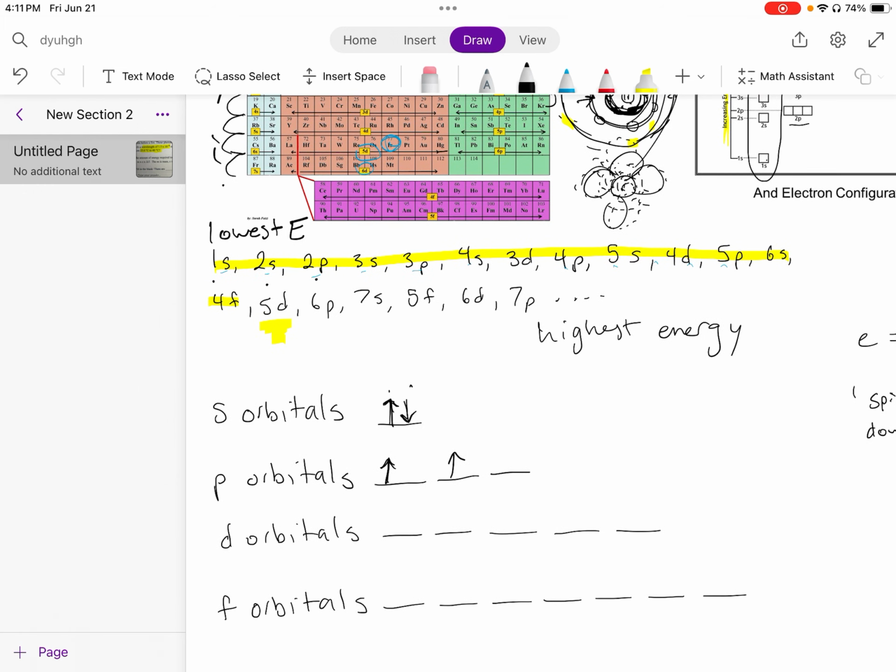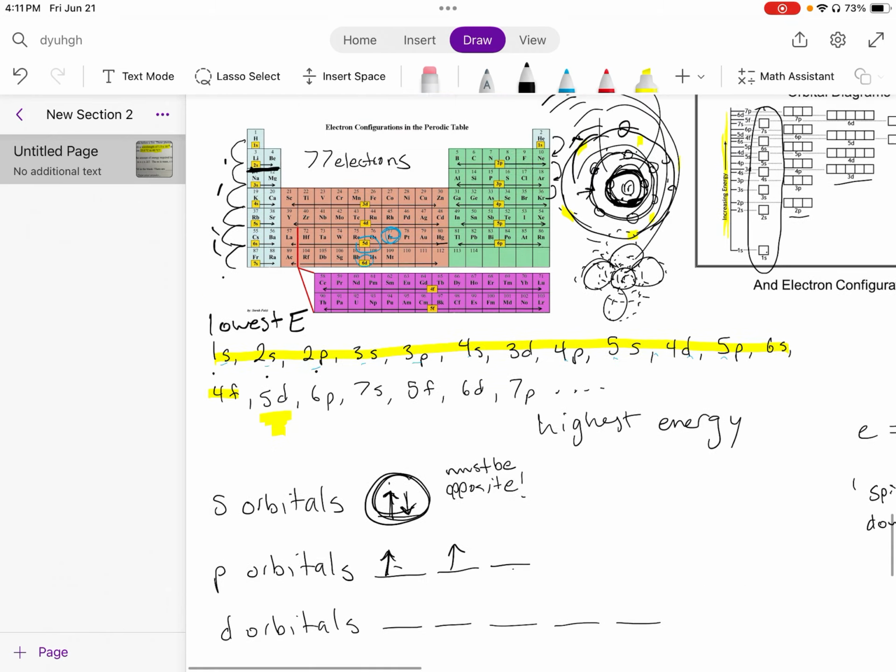There are special rules, and that's just one of them. Basically, the rule is the spins have to be opposite in one box, one line, one orbital, because we don't want 2 electrons with the same spin. Then you'll get some weird stuff going on. So first you fill up in different directions, and then you fill up each line one at a time.